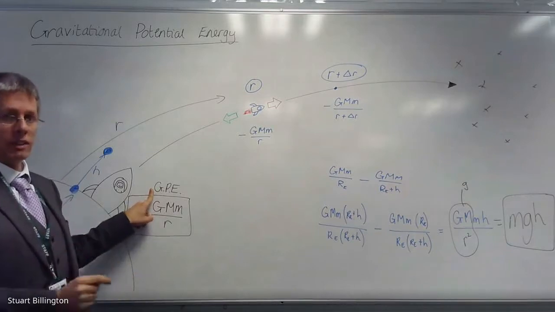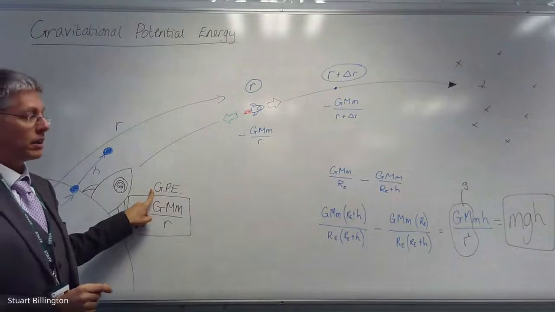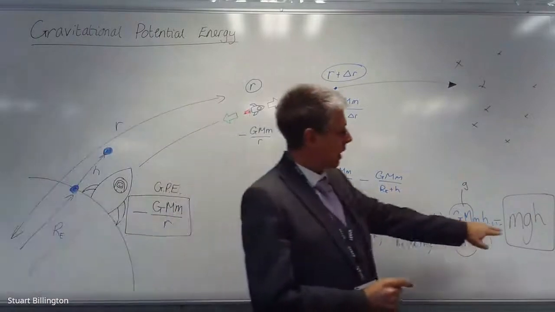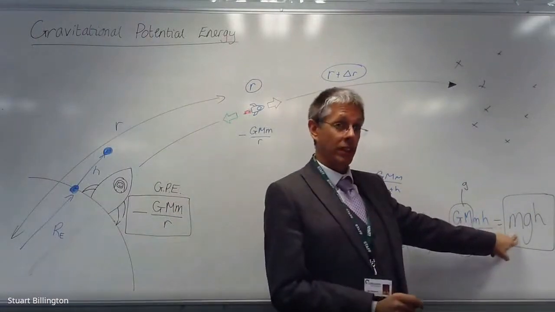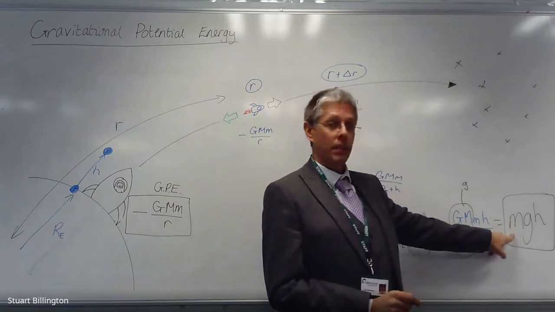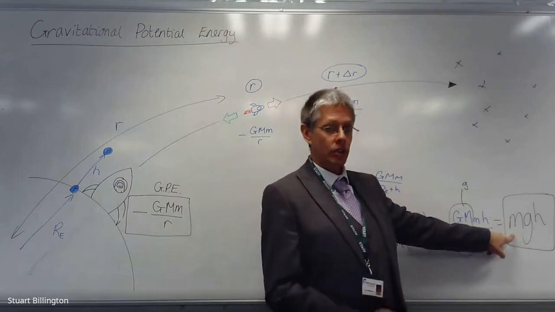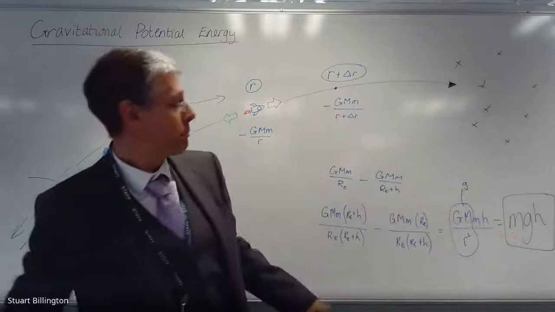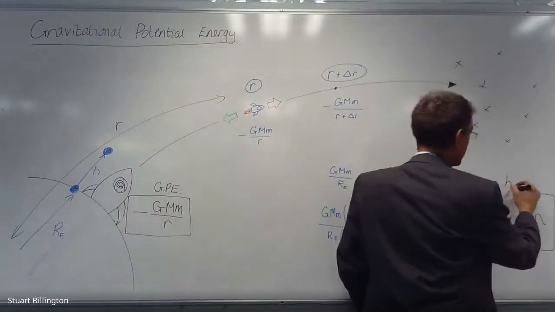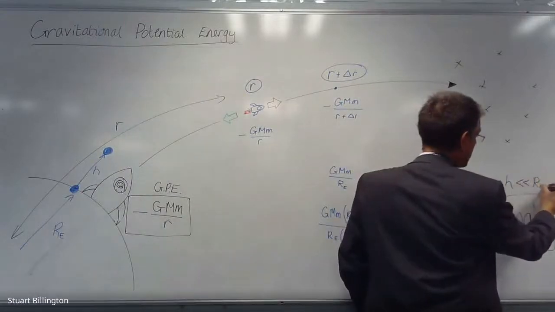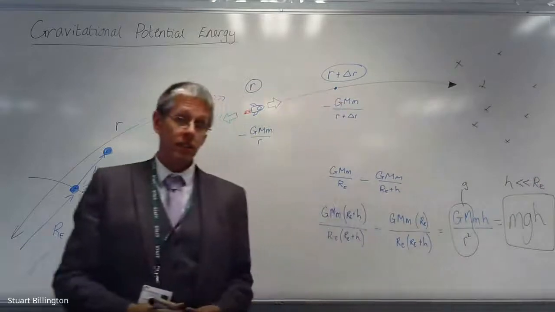Changes in gravitational potential energy near to the surface of the Earth are given by this formula. Near to the surface of the Earth. And it's important that you note that h must be much, much smaller than the radius of the Earth.